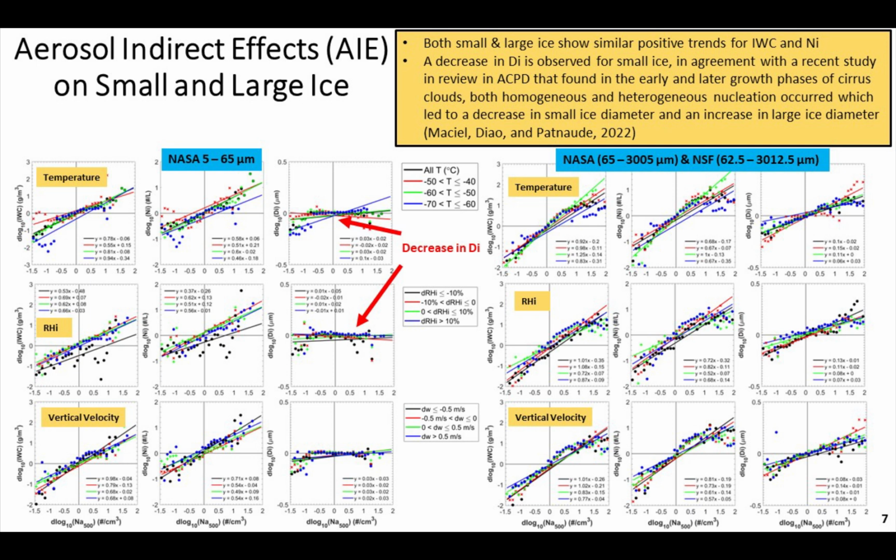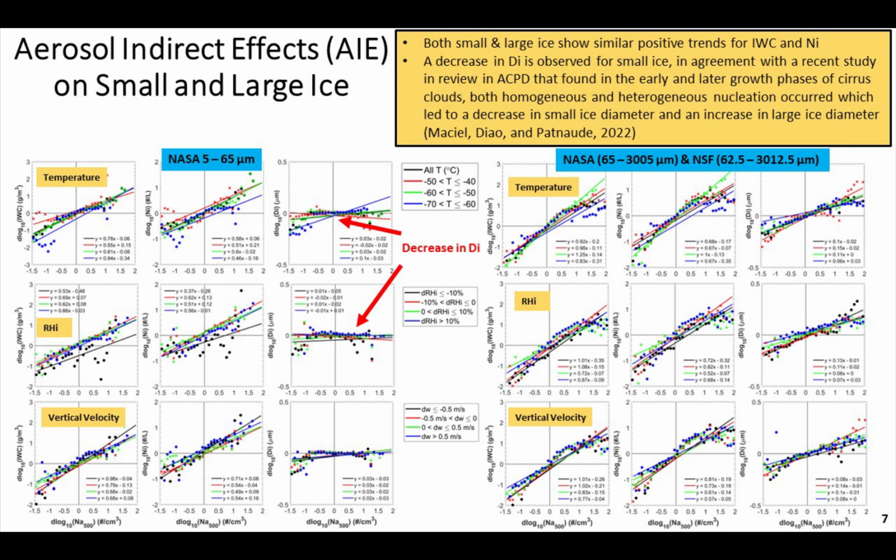So the trends are overall pretty similar between small and large ice for IWC and NI, with similar positive trends. However, we see this decrease in DI in the small ice that is labeled here by these red arrows. This decrease is actually observed in agreement with a recent study and review in ACPD that found that in the early and later growth phases of cirrus clouds, both homogeneous and heterogeneous nucleation occurred, which led to a decrease in small ice diameter and actually an increase in large ice diameter.